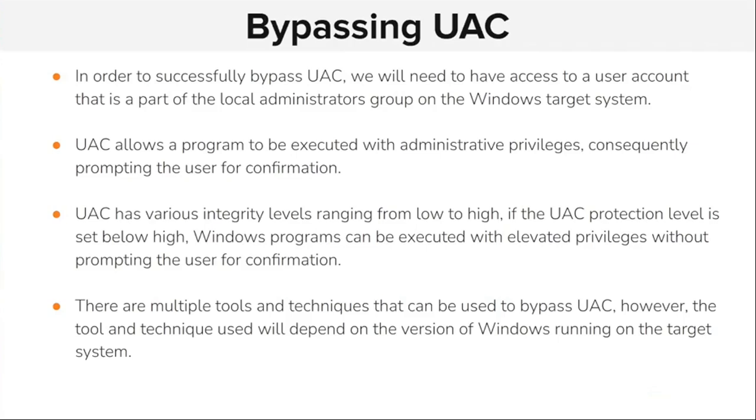UAC allows a program to be executed with administrative privileges, consequently prompting the user for confirmation. And that's where the whole idea of bypassing UAC comes into play. Let's assume you've gained access to a Windows system via a user that is part of the local administrator group. Remember, as I covered earlier, even users that are part of the local administrator group, meaning they have administrative privileges, will be running under the context of a normal user.